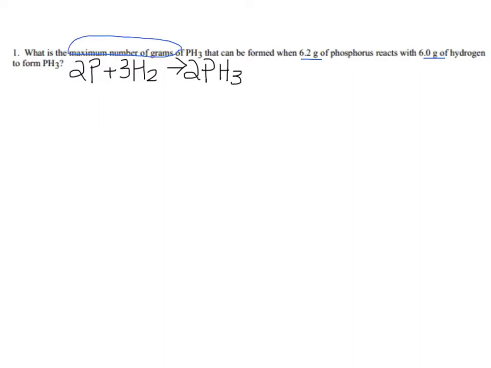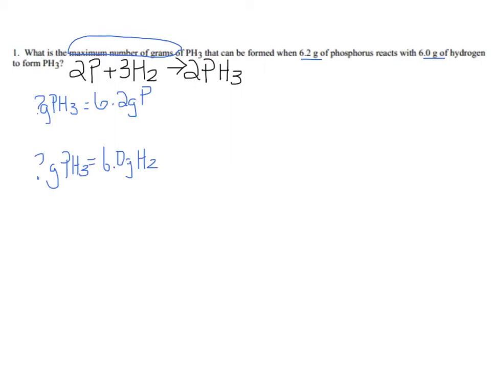So we have to set up two stoichiometry problems, and then we're going to choose the one with the lesser amount, because that's when one of our reactants is going to run out. So we're going to set up two separate stoichiometry problems with both of our given amounts. So we have how many grams of PH3 were produced from 6.2 grams of phosphorus. We're going to go ahead and solve that one first.